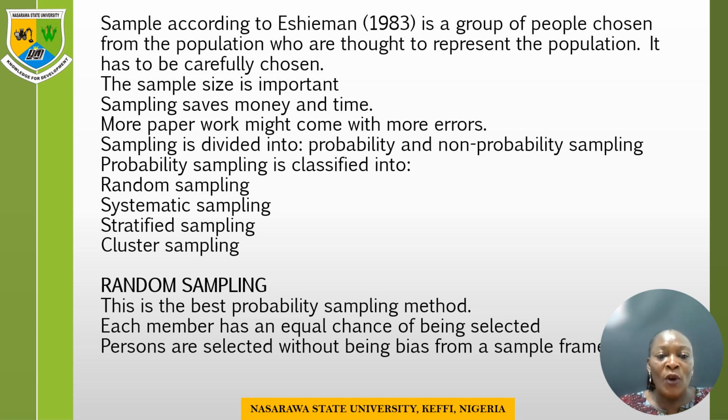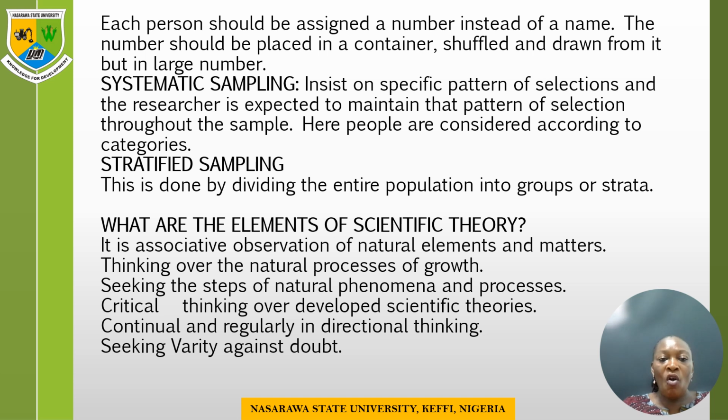But if I'm taking a particular sample, it means I'm saving time, I'm saving money. And more paperwork might come with more error. If I'm taking a lot of people, I will have to print a lot of paper. Might come with a lot of errors. Sampling is divided into two categories. We have the probability and the non-probability sampling. Now, probability sampling is classified into random sampling, systematic, stratified, and cluster sampling. They are all methods of sampling.